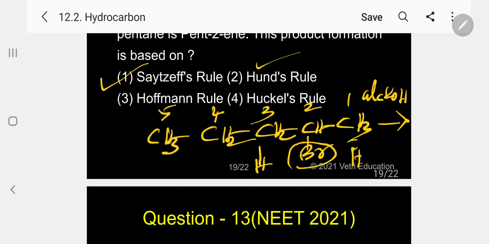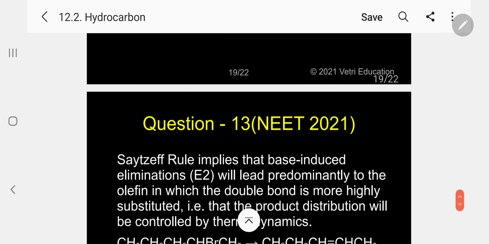This is not at all coming here. It is coming under inorganic chemistry, electronic configuration. Hoffman rule, again it is a rule, it is coming for the quaternary salt of ammonium hydroxide. Huckel's rule is to define aromatic compounds. So the only suitable answer here is Saytzeff rule. So you must know all. Let me explain what is Saytzeff rule, then you can understand.